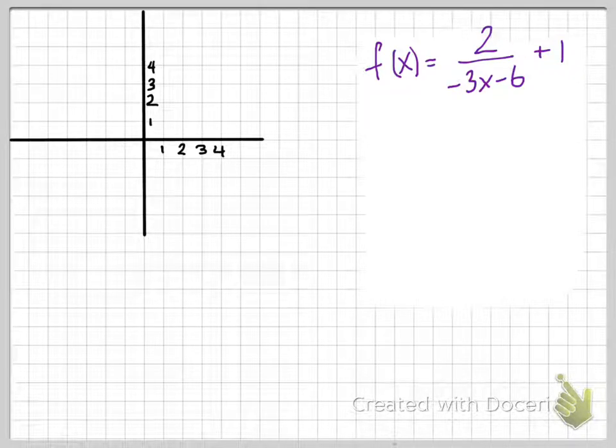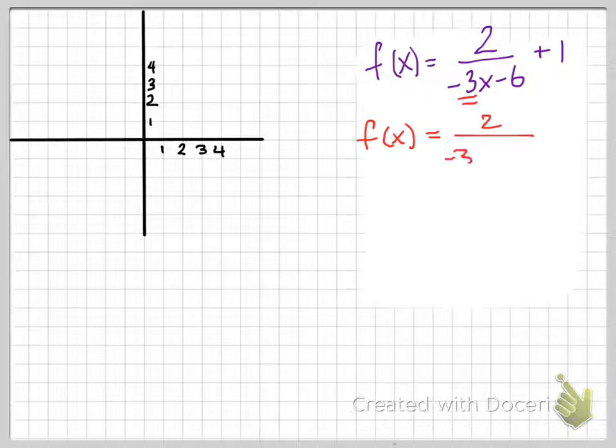Okay, so we're going to talk about how to graph a rational function. So remember, the first thing that you always have to do is factor out whatever's happening to x, right? So let's rewrite this whole thing with that -3 factored out. So factoring out means dividing. So there we go. Okay.